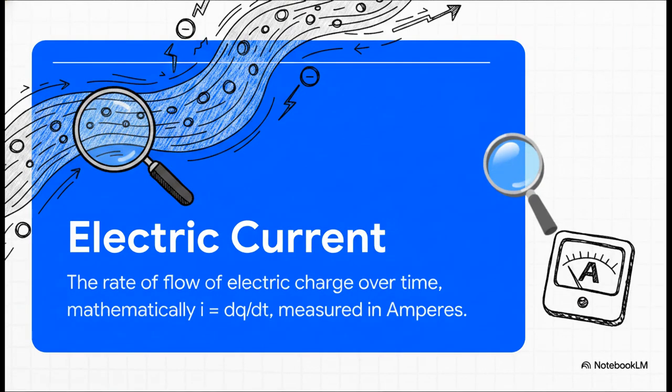Now, what actually happens when those drops start moving? Well, that brings us to our second character, electric current. When those tiny charges begin to move together in a steady, continuous stream, they create current. Mathematically, it's the derivative, dq over dt. So basically, the exact rate of flow of electric charge over a specific moment in time. We measure this flow in amperes. If charge is a drop of water, current is the flowing river.